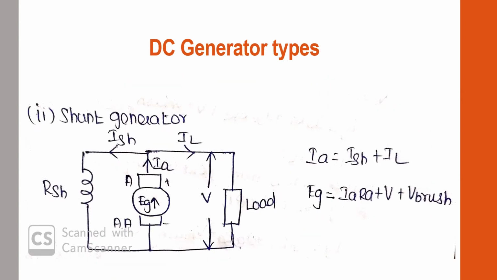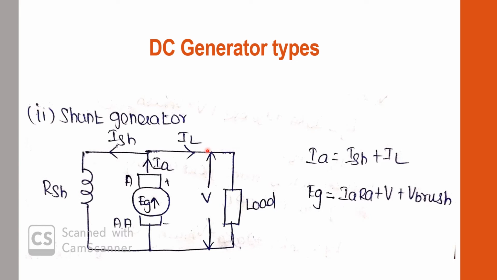Okay, then the shunt generator. In this shunt generator, shunt means parallel, you know that. So the field winding is connected in parallel with the armature. Here it is connected. The resistance of the shunt field is RSH. Here the current IA is fed to the field winding as well as the load. So this IA current feeds the ISH current as well as the IL current.